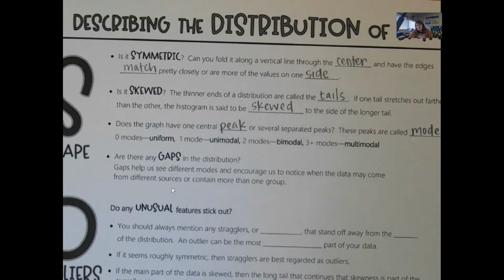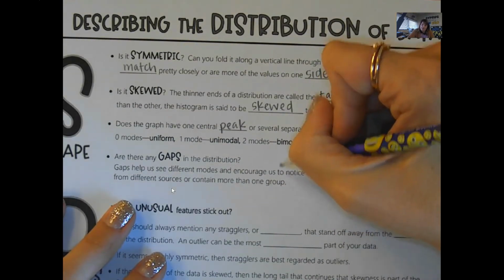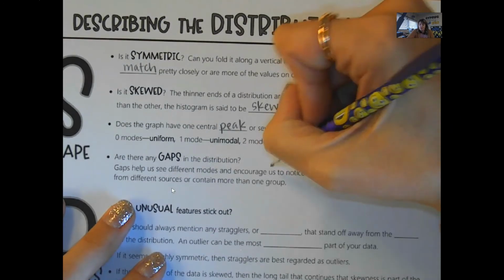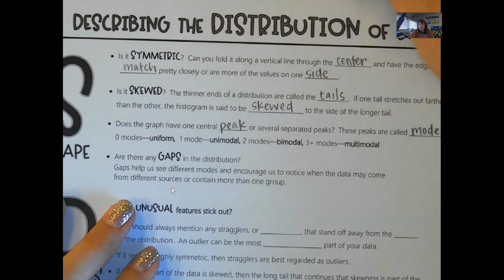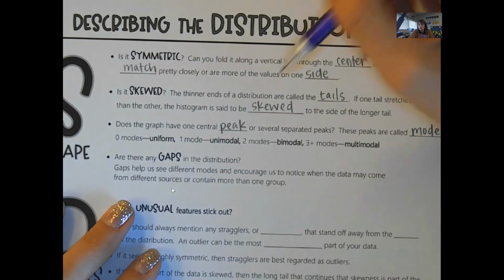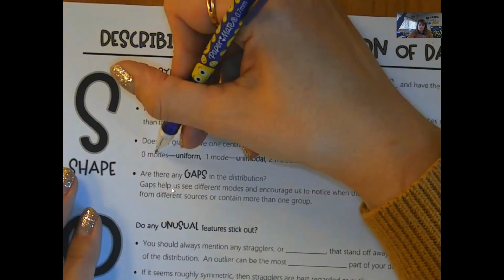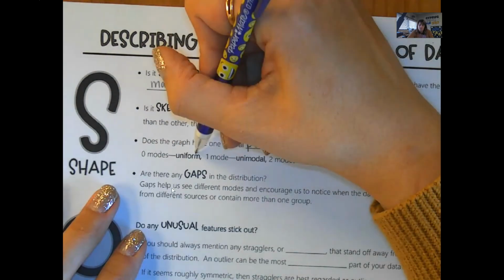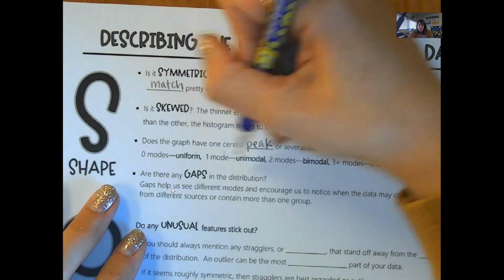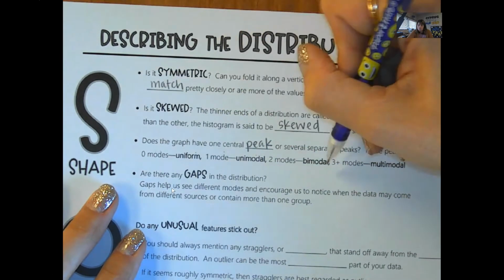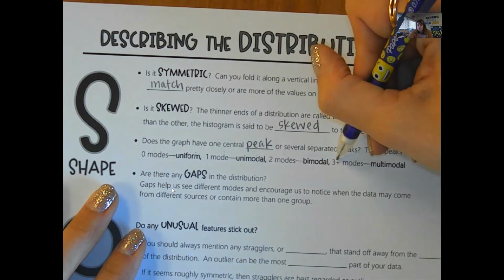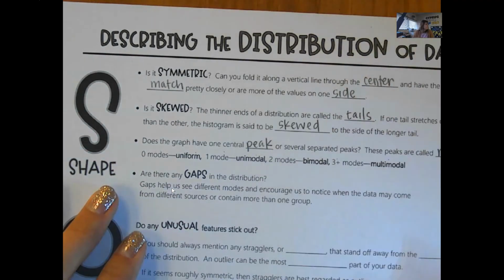So it would make sense that that would be a peak, because the reason that part of the graph is so high is because there are so many observations at that part of the distribution, and we would call whatever number that is a mode for the distribution. So if it has 0 modes, meaning no peaks, it's uniform. 1 mode is unimodal, 2 modes, bimodal, 3 or more modes, multimodal.